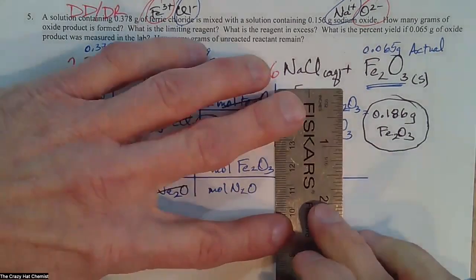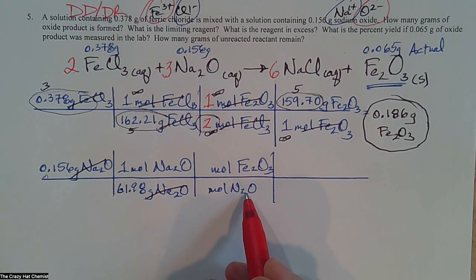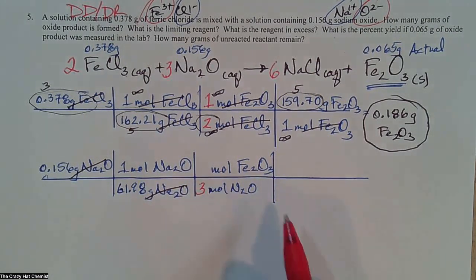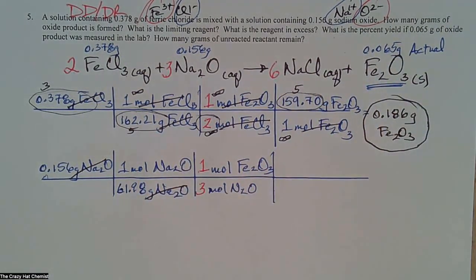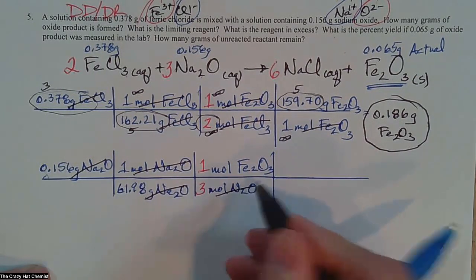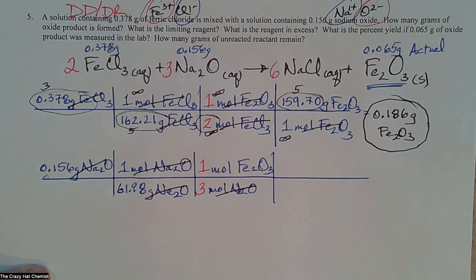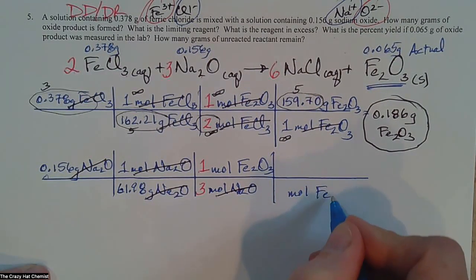And my vertical stop. And I'm going to use the stoichiometric coefficients from the balanced equation. That for sodium oxide is a 3, and that for the ferric oxide is a 1. I'm ultimately going to do the same thing. I'm going to cancel out the moles of sodium oxide, that's Na2O. There we go. And then I'm going to have moles of ferric oxide.